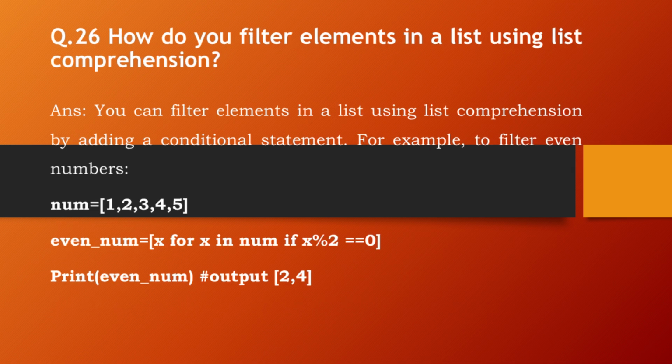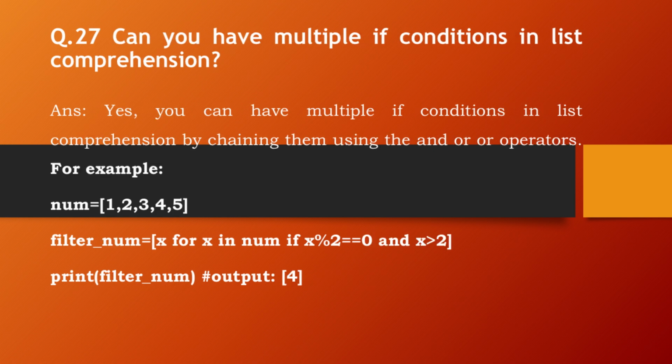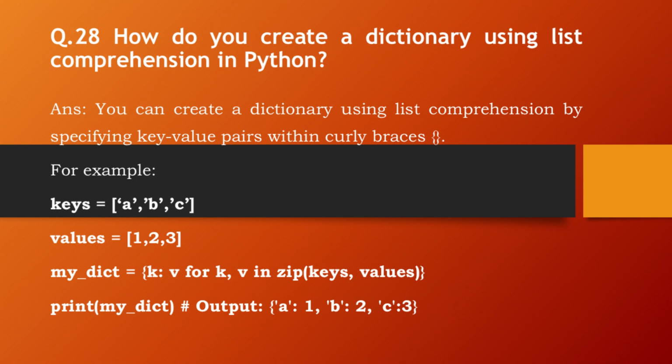How do you filter elements in a list using list comprehension? You can filter elements in a list using list comprehension by adding a conditional statement. For example, to filter even numbers. Can you have multiple if conditions in list comprehension? Yes, you can have multiple if conditions in list comprehension by chaining them using the and or or operators. How do you create a dictionary using list comprehension in Python? You can create a dictionary using list comprehension by specifying key-value pairs within curly braces.